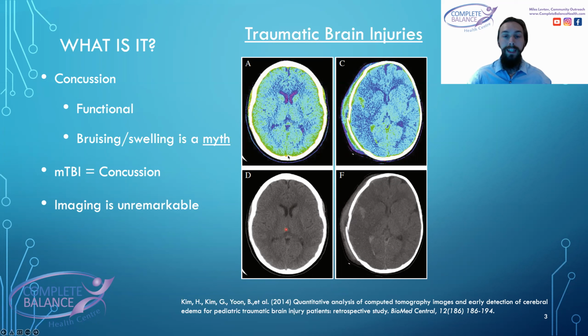So we're looking at these images here. These are CT scans. The top ones are color mapped, so they look cool. A and D are the same. C and F are the same. A and D are healthy brains. There is no structural damage to them. No bruising, no swelling, no fractures.